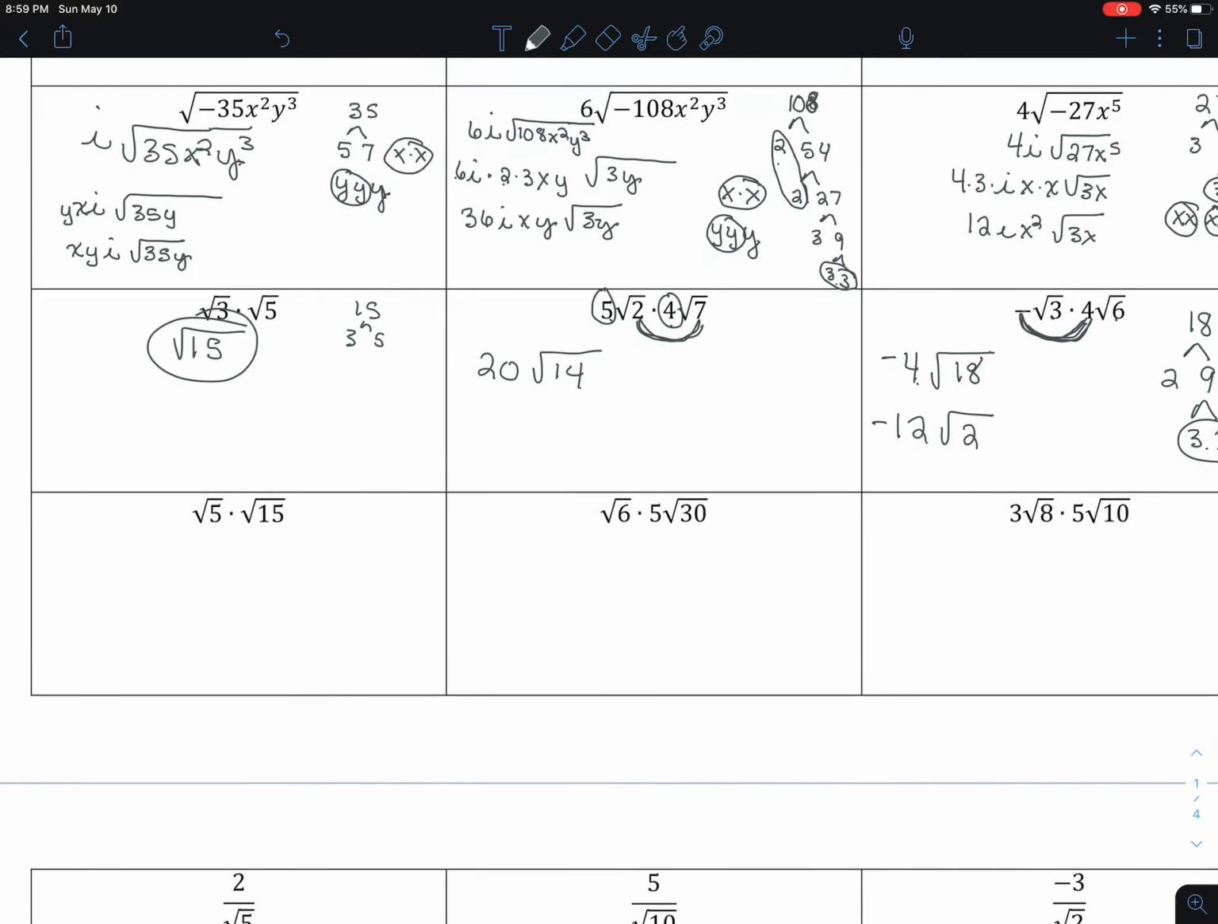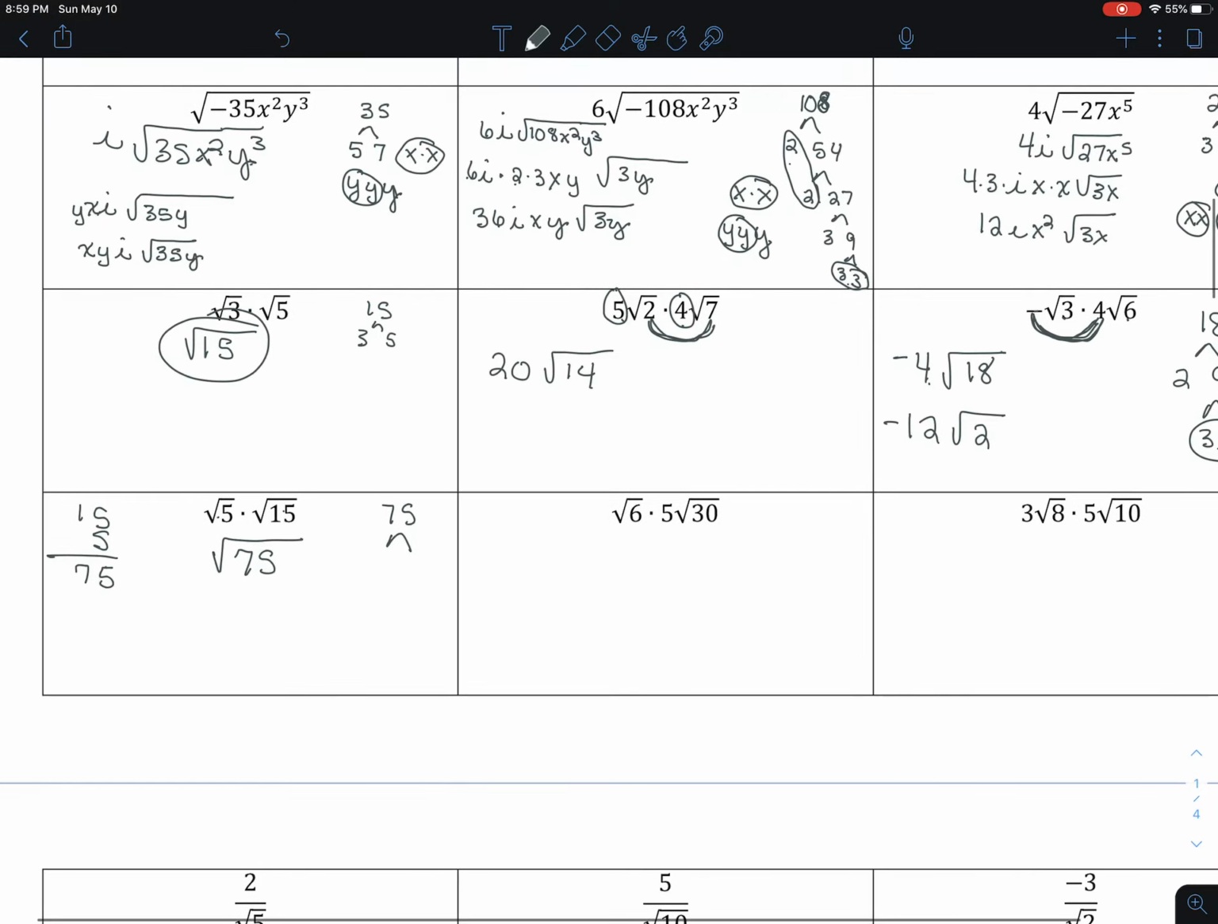Because they're both inside the radical, I can multiply those together. 5 times 5 is 25, carry my 2, so that's 75. So this is the square root of 75. But I know that I can probably simplify this. So I get 75, and then I get 5 times 15, and then I get 5 times 3. The 5's come out, and I have 5 radical 3.